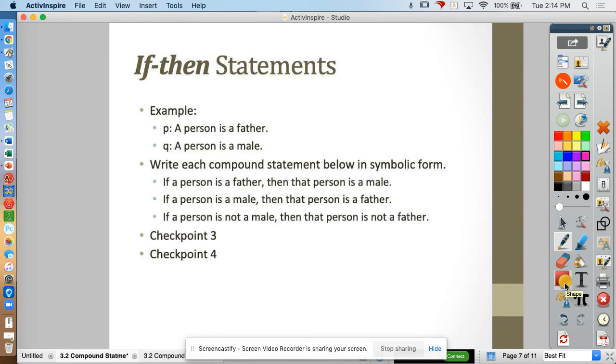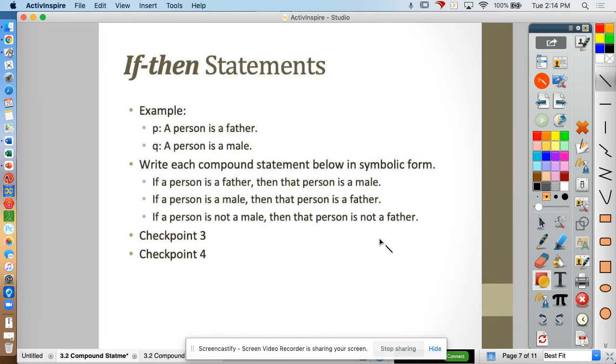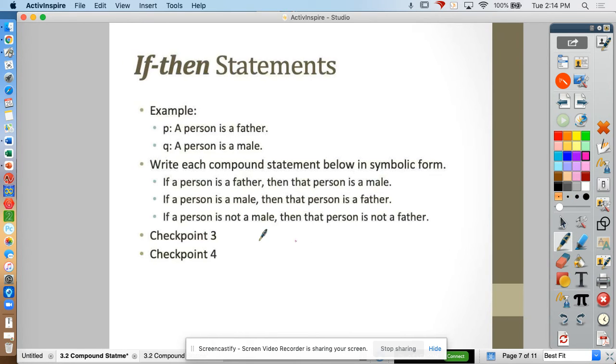So checkpoint 3 says, if a person is not a father, then that person is not a male. So you should have said not P, arrow, not Q.